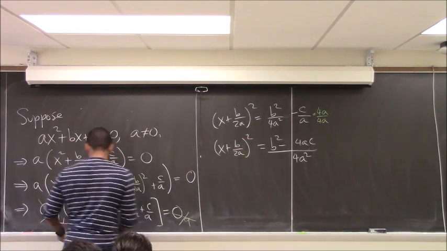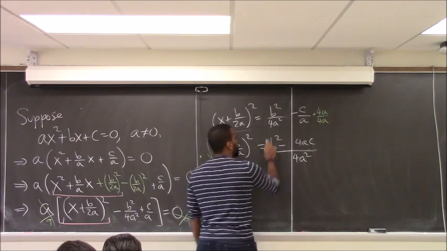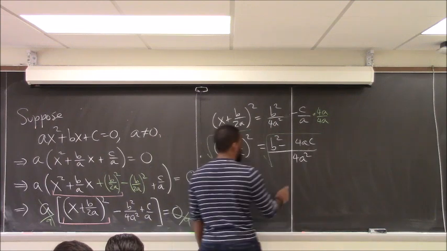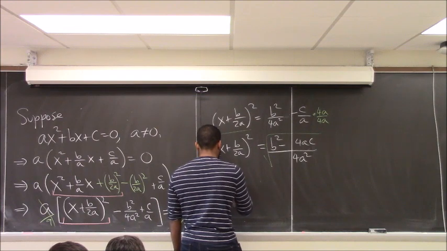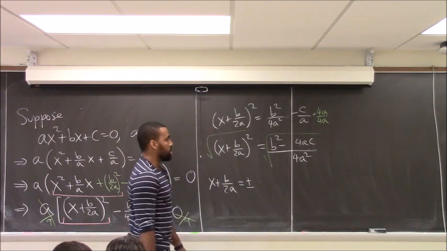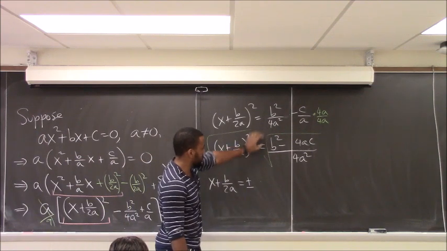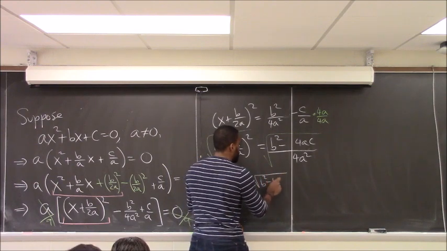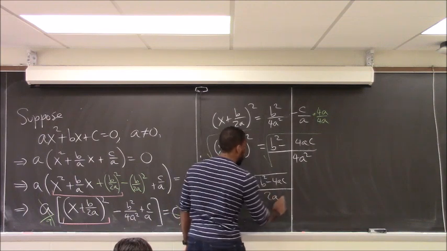What I'm going to do now is take the radical of both sides. Of course, that's going to give me a plus or minus over here. And we know that the laws of radicals, laws of exponents, tell us the radical of a division is the division of the radicals. So I have the square root of b squared minus 4ac all over the square root of 4a squared, which is going to be 2a.